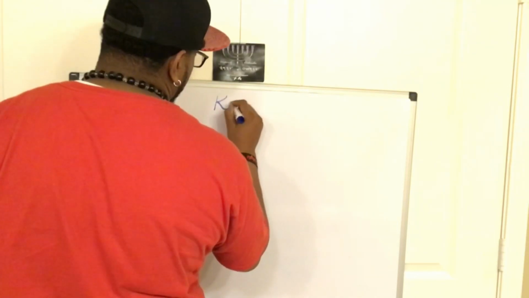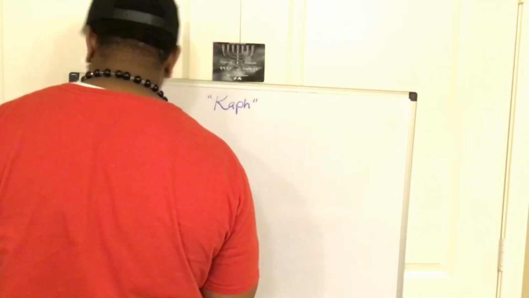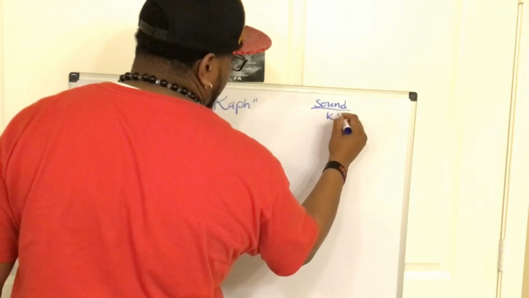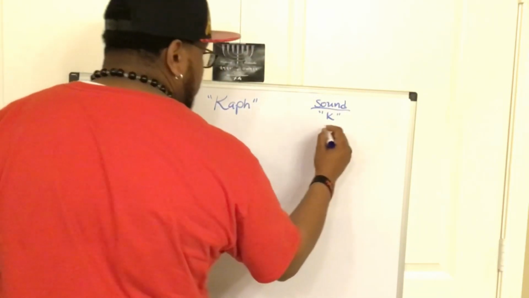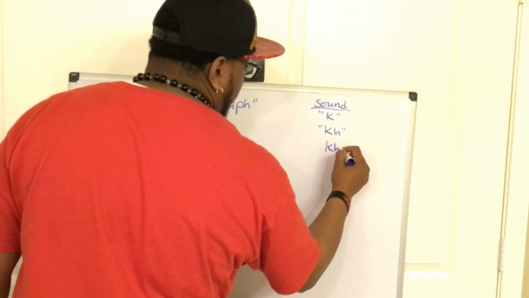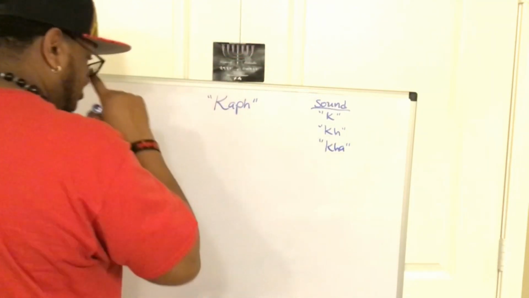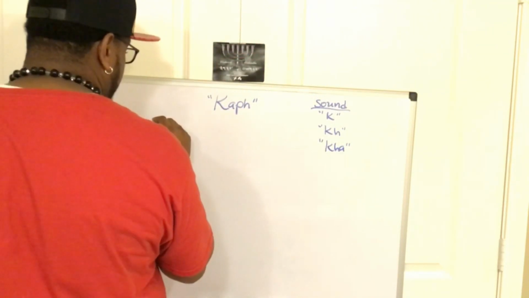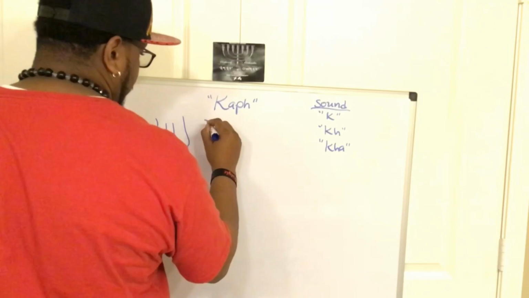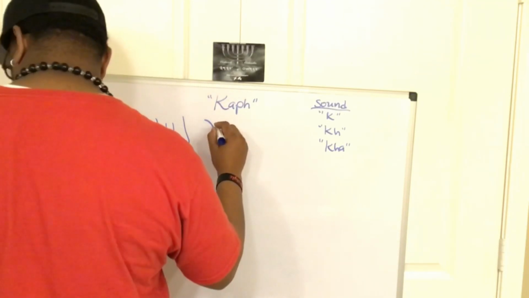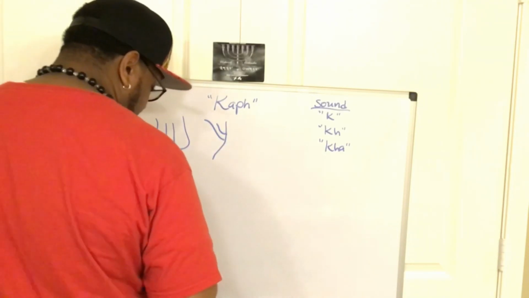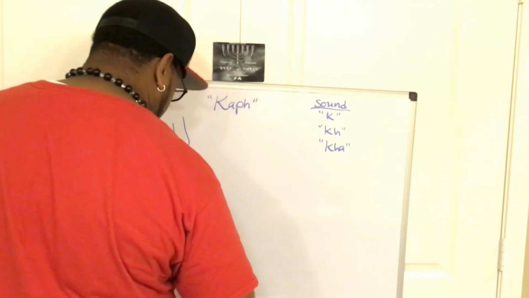Next one is the Kaf. K sound. Sometimes some people put a KH. And the end of a word is Ka. And this is how it looks. Actually, I want to draw that, make sure that one's clear.